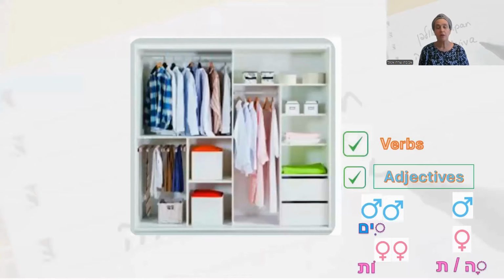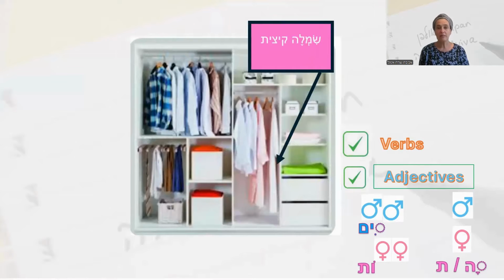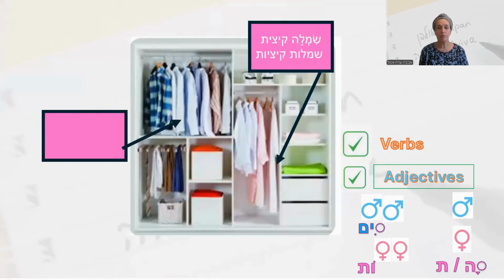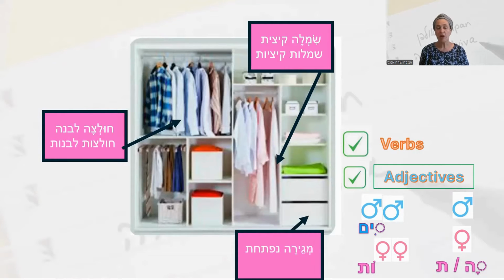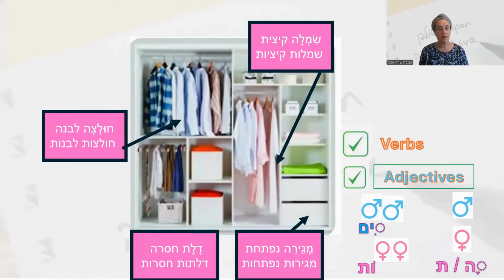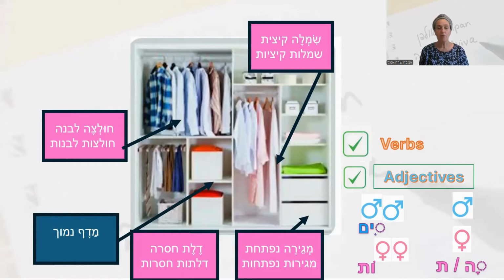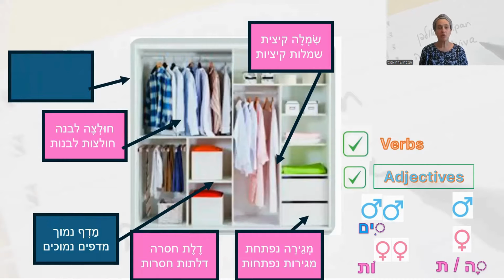Let's look at our cupboard. Again, we're going to be adding adjectives or verbs. So we have here simla keitzit, a summery dress. Plural, smalot keitziyot, not a problem. Chulza levana, a white shirt. Chulzot levanot, white shirts, again, not a problem. Megira niftachat, a drawer that opens. Megirot niftachot, drawers that open. We have delet chasera, a missing door. Dlatot chaserot, again following the rule. Madaf namuch, a low shelf. Madafim nemuchim, low shelves.